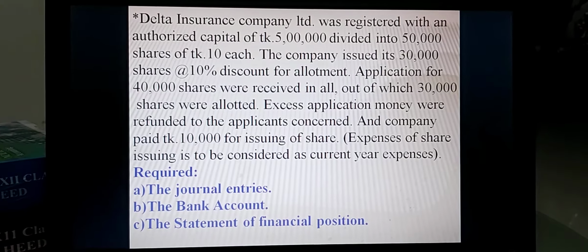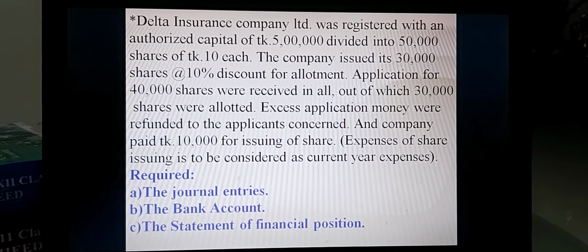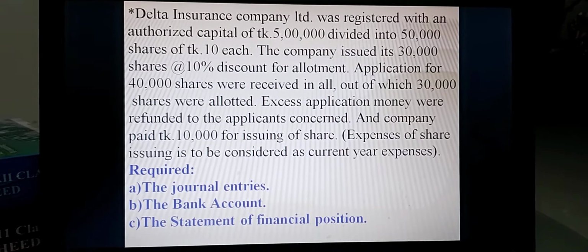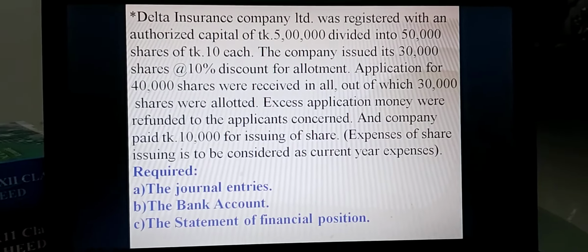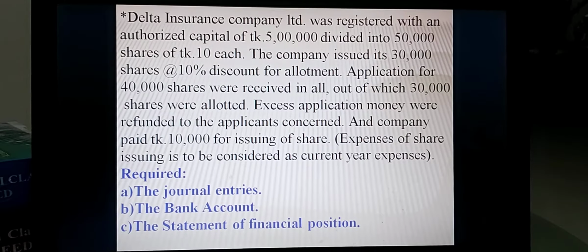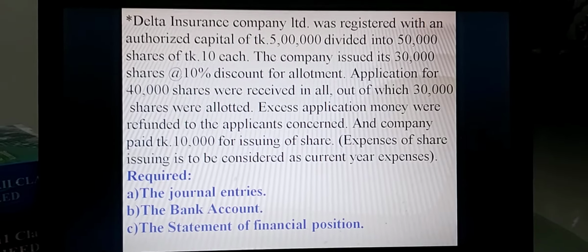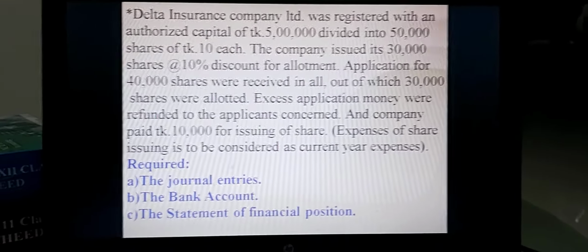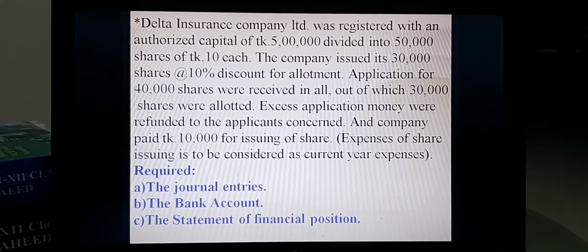From this information, you have to record three requirements. Requirement A: show the journal entries from the above information. Requirement B: prepare a bank account from these transactions. Requirement C: prepare a statement of financial position from this information. Dear students, I think you have written the question in your Accounting Learning Workbook copy.